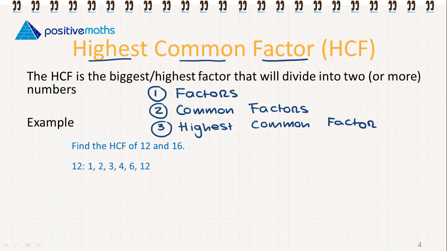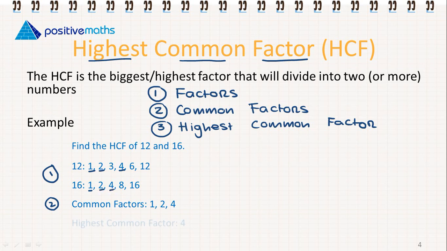Okay, so step 1, we're listing our factors of 12 and 16. We have 1, 2, 3, 4, 6 and 12. And we have 1, 2, 4, 8 and 16. Next thing we do is identify the common factors. So this is really the numbers that are common to both lists. So 1, 2 and 4. And then the last thing we need to do is to identify the highest common factor. So this is just the biggest number, which we can see is 4.